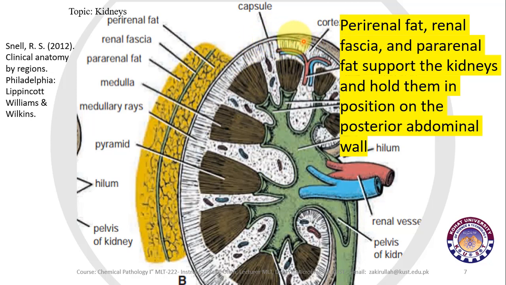This is the capsule, and after this capsule there is a perirenal fat, and this perirenal fat is then covered by this greenish layer. This greenish layer is the renal fascia, and outside this renal fascia there is a pararenal fat. So these three things, the perirenal fat, the renal fascia and the pararenal fat, support and hold the kidney in its position, which is the posterior abdominal wall.